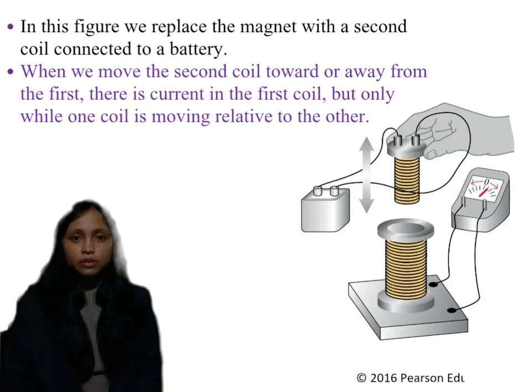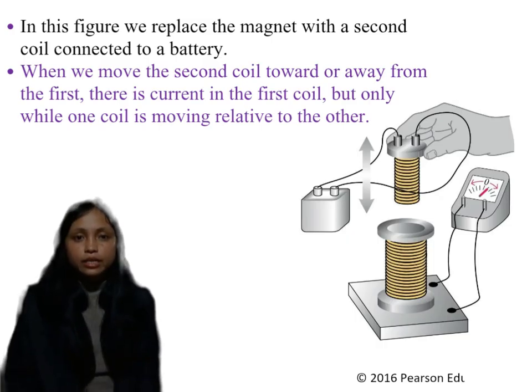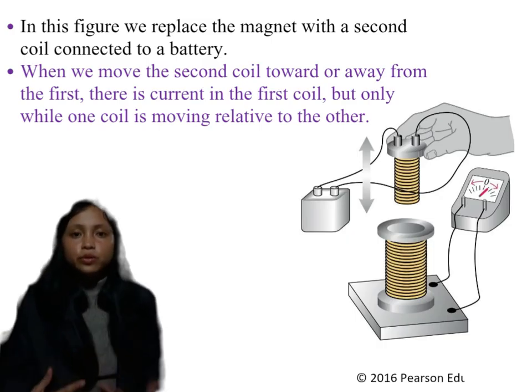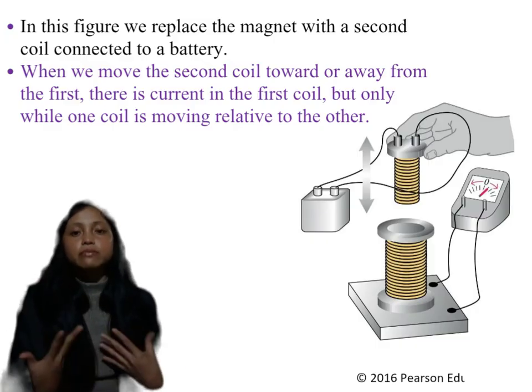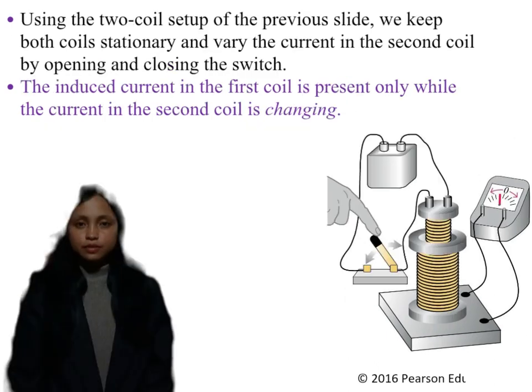Now, the magnet is replaced with another coil connected to a battery. When the second coil moves relative to the first, a current appears in the first coil, and again only during motion. This shows that relative motion and changing magnetic conditions are essential.